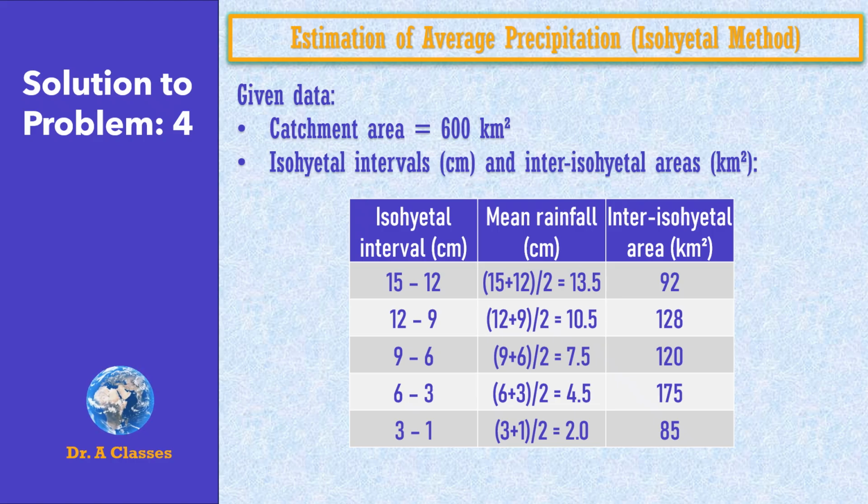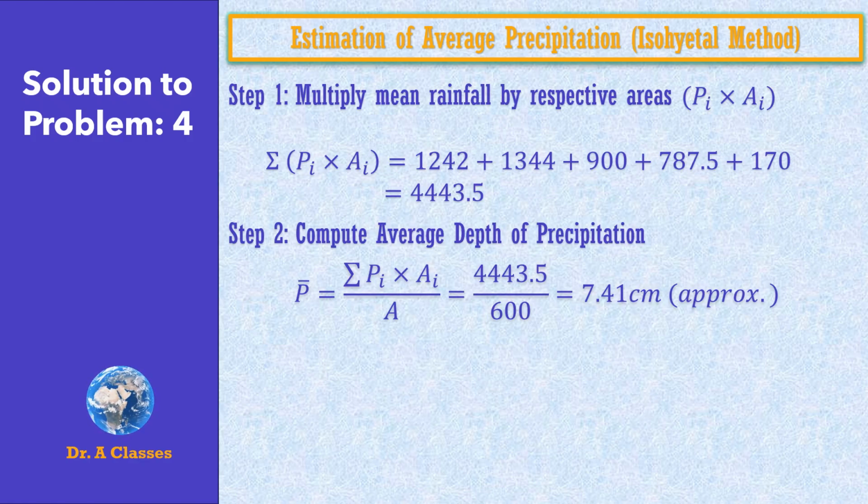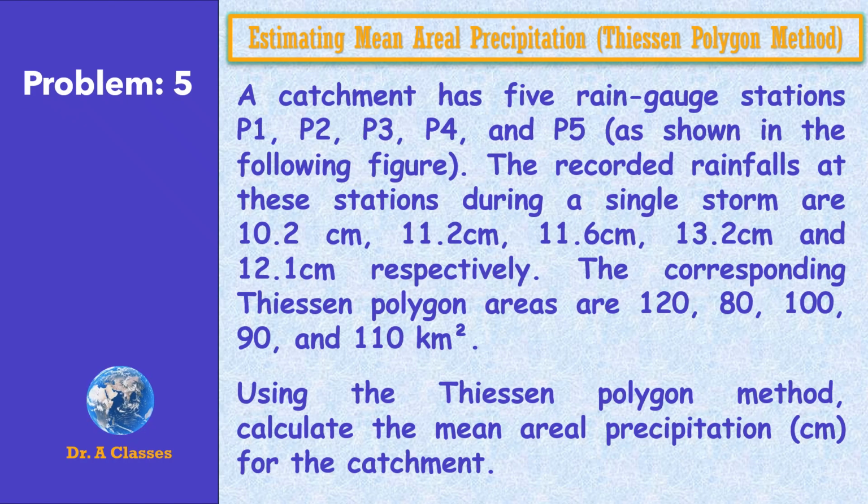Solution to the problem 4. First we find the mean rainfall between each pair of isohyets and then multiply each by its respective area. After summing all the products, we get 4443.5 centimeter square kilometer. Dividing by the total area of 600 square kilometers, the average depth of precipitation comes out to be 7.41 centimeters.